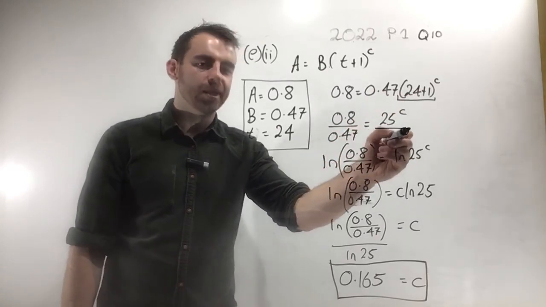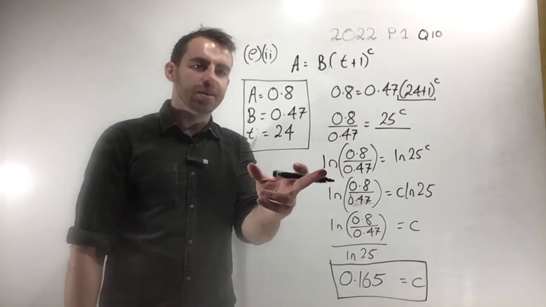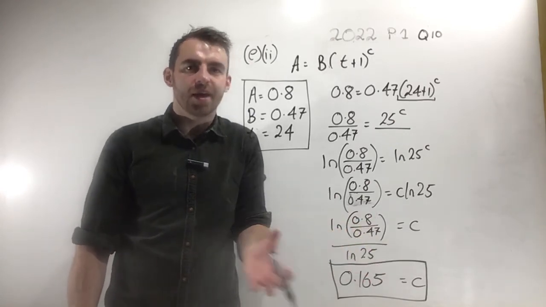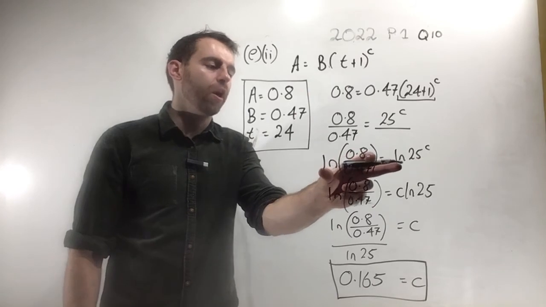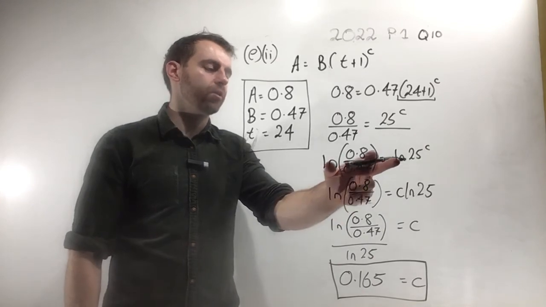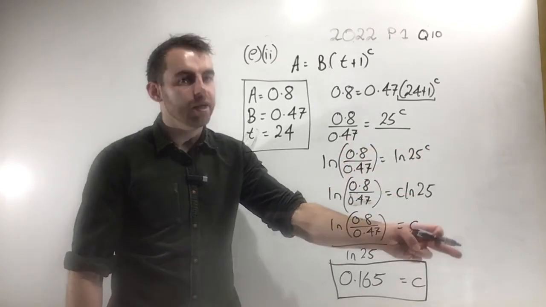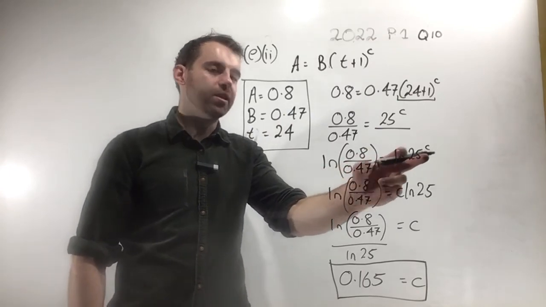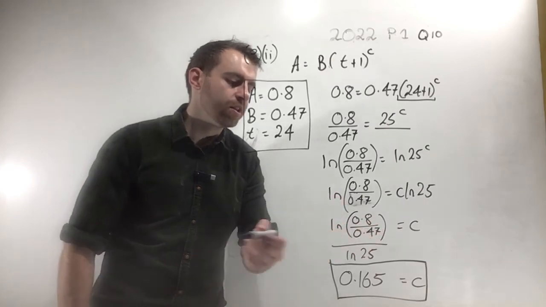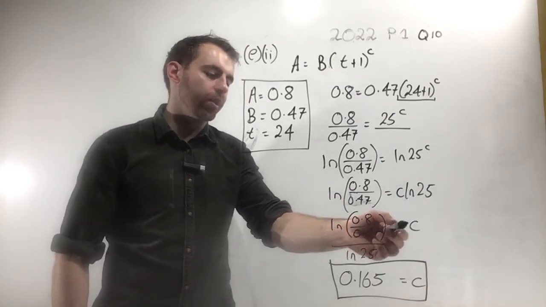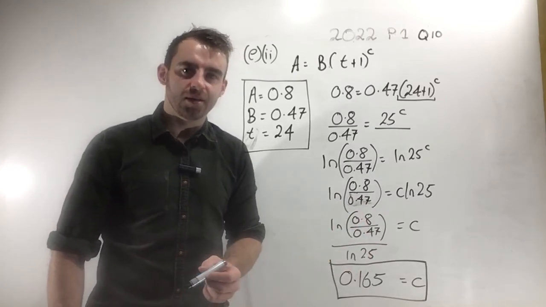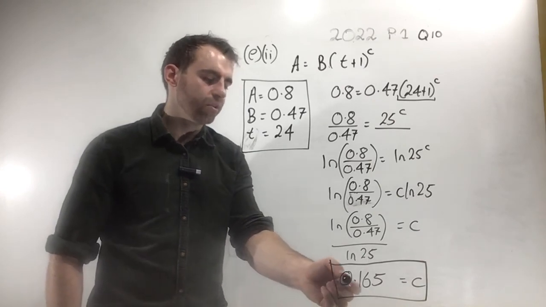Now that I've isolated this bit, I introduce logs. I decided to introduce the natural log, ln, but you can introduce whatever log you want. If you want to introduce log to the base 10 or log to the base 5 or whatever, it works. But I'd always be inclined to use ln. I introduce ln on both sides, and then the third rule of logs tells me if I have log of something to a power, you can just bring the power in front. So ln 25 to the power of c becomes c ln 25. Simply to get c on its own, you divide both sides by ln 25. So I get c is what was already on the left divided by ln 25, and if you plug that into your calculator to 3 decimal places, your answer is 0.165.